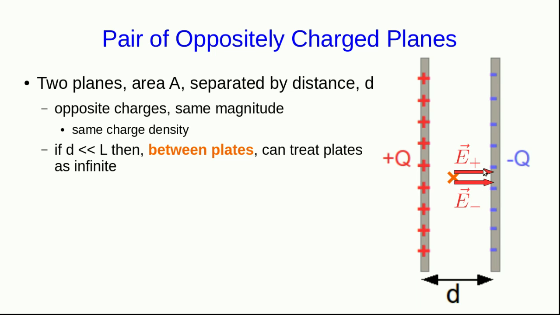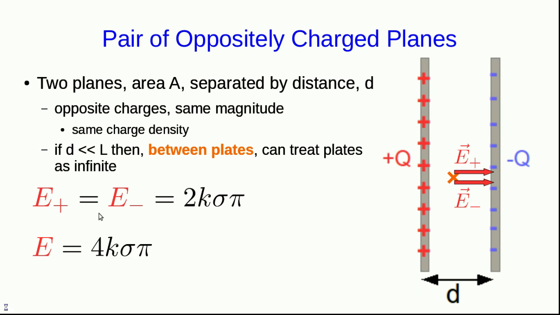Notice that these two fields are in the same direction, and they have the same magnitude. They each just have this magnitude, the expression we got for an infinite plane. And since they're in exactly the same direction, we can just add those magnitudes together to get the magnitude of the total field, like so.